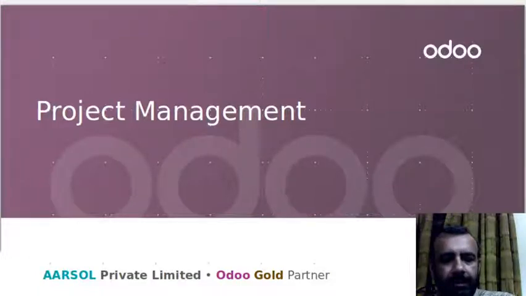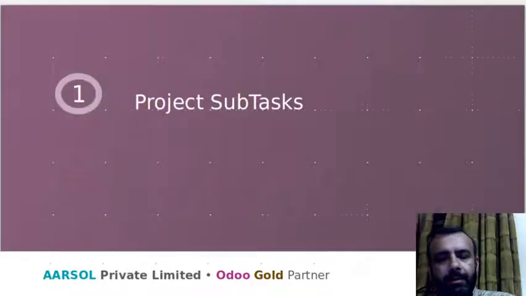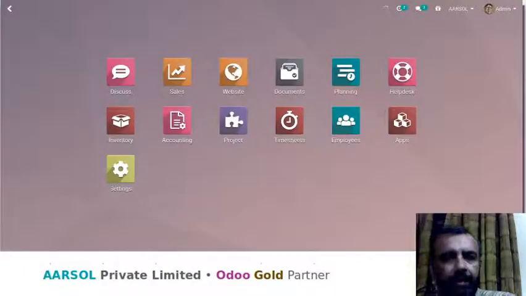Bismillahirrahmanirrahim. In the next video of this Odoo project management series, we will discuss the topic of project subtasks. Actually, subtasks are used to divide the main tasks into subportions and to assign those subportions to different employees. So on one main task, we can divide into submodules or subportions, and each subportion can be assigned to a different person. So let's test it in our demo database.